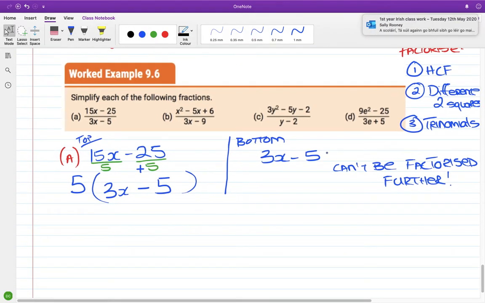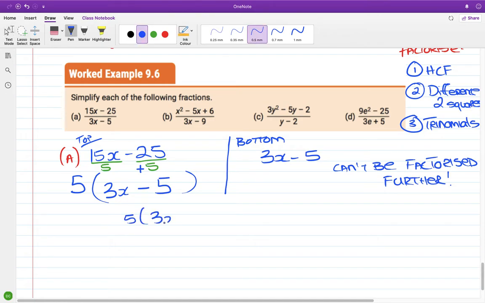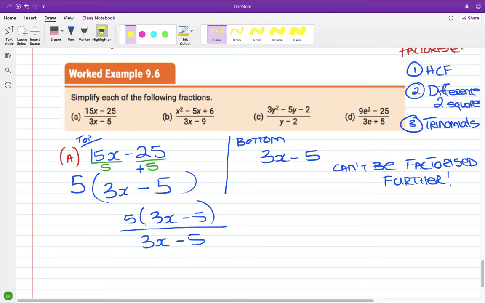So stick them back together. So the top line is 5 times 3x minus 5. And the bottom line is 3x minus 5. So what will happen is that the 3x minus 5 on the top will cancel with the 3x minus 5 on the bottom. And your answer is 5.